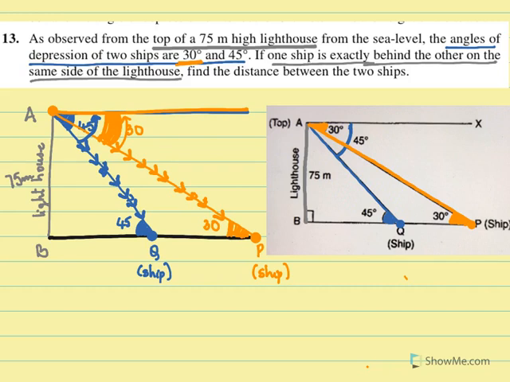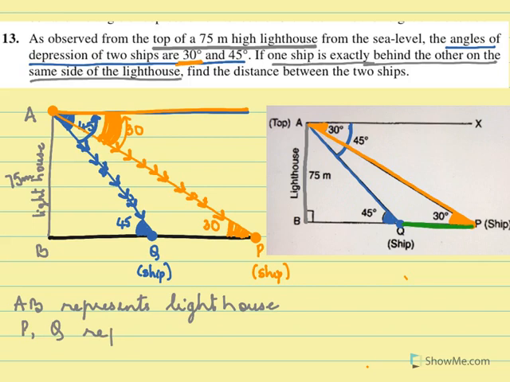And we need to find the distance between the two ships. So basically we need to find PQ. This distance is PQ. So we need to write all this now. So AB represents the lighthouse. P and Q represent the ships, the positions of the ships.